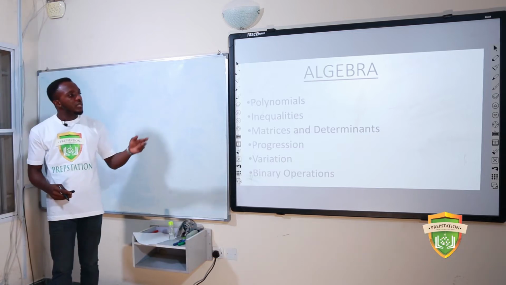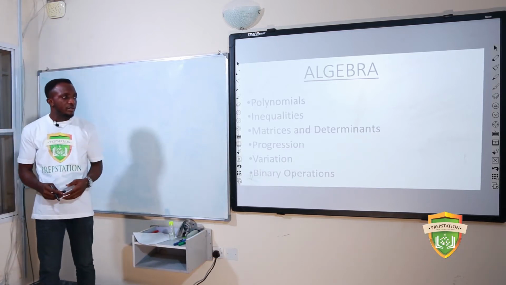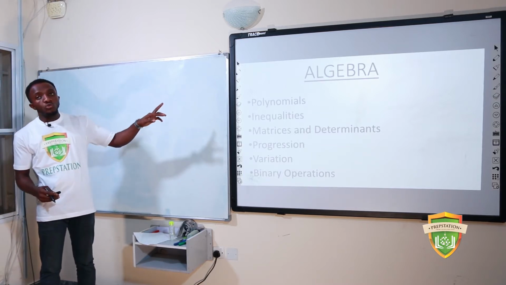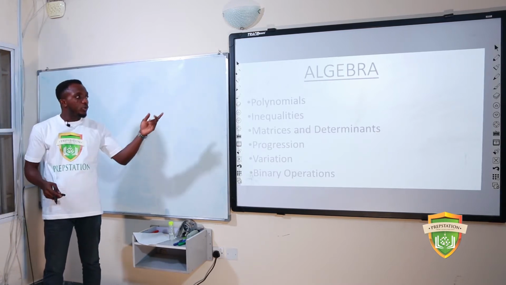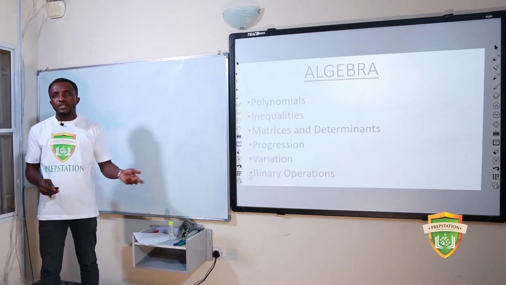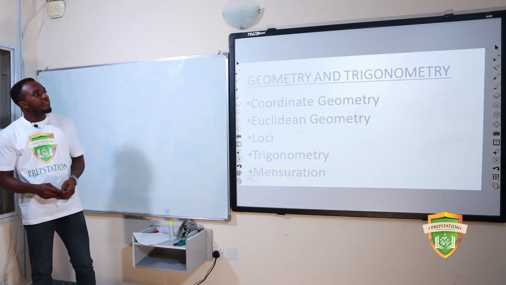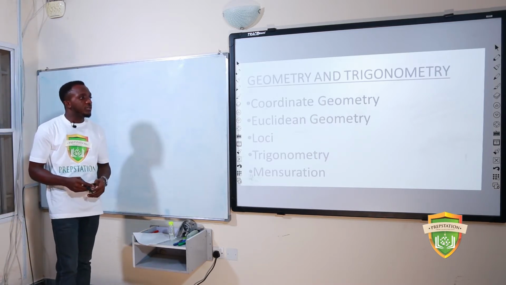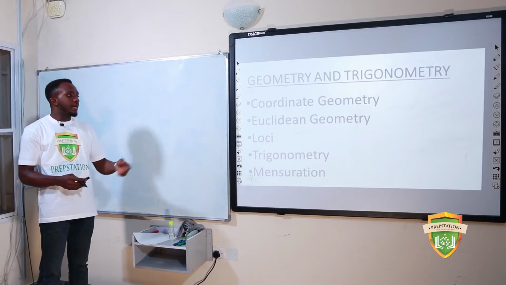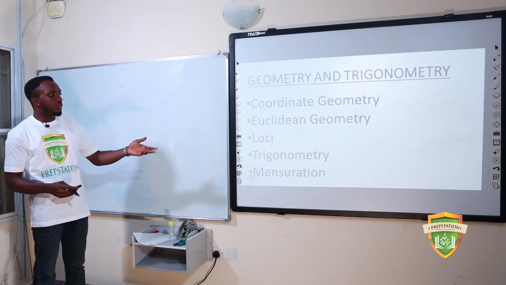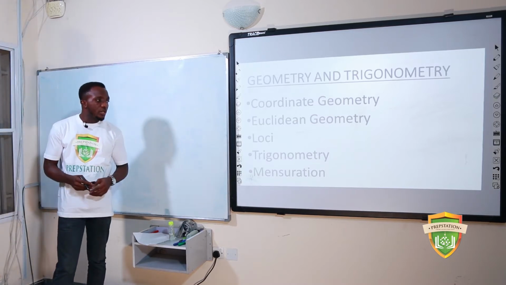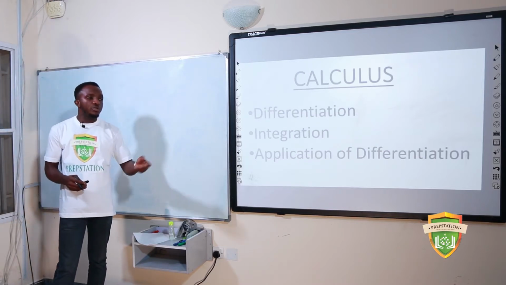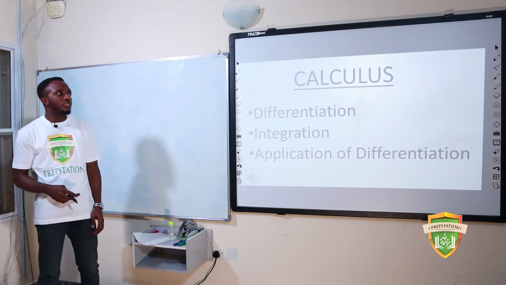The next is algebra. Here we have polynomials, inequalities, matrices and determinants, progression, variation, and binary operations. I'm going to teach you 2 topics here. That's the first one over there, polynomials, and the last, binary operations. Then we have geometry and trigonometry. Under geometry and trigonometry, we have coordinate geometry, Euclidean geometry, loci, trigonometry, and mensuration. Here I'll teach you coordinate geometry and trigonometry. And then we have calculus: differentiation, integration, and application of differentiation.